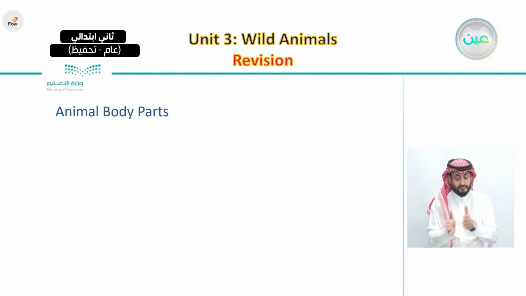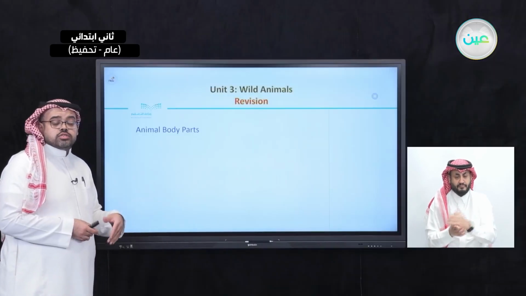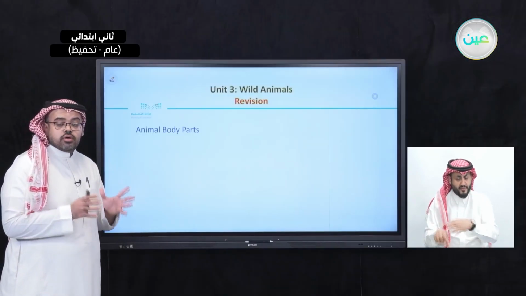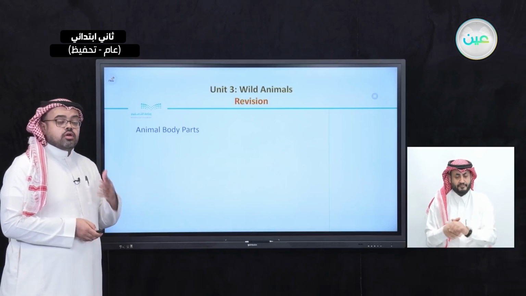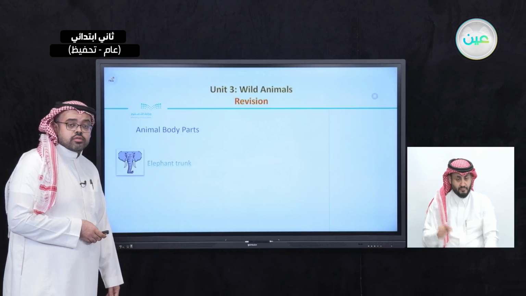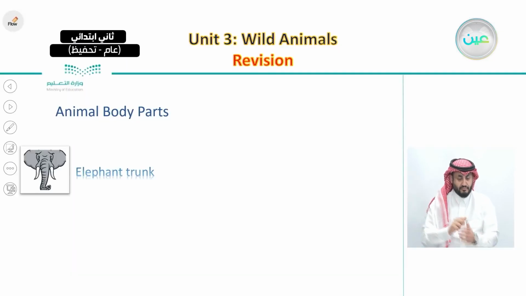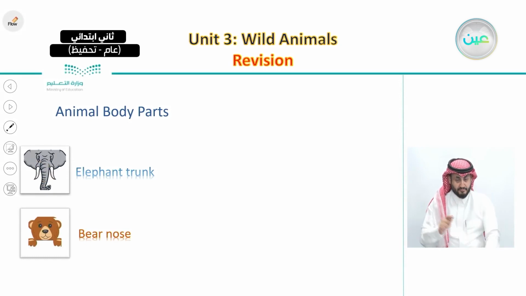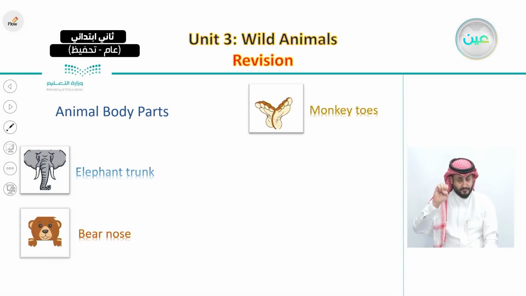So after we did listen to this chant, we did identify different animal body parts. The first one was the elephant trunk, as we can see here. This is the elephant trunk. And also the bear nose. This one here is the bear nose.